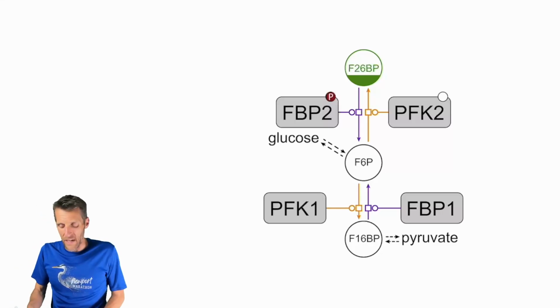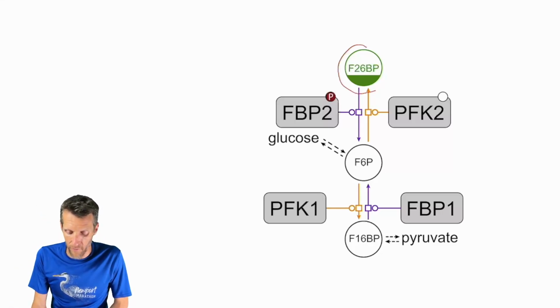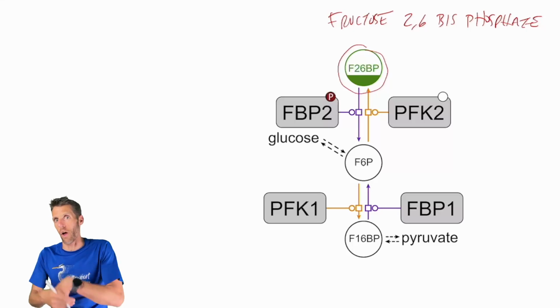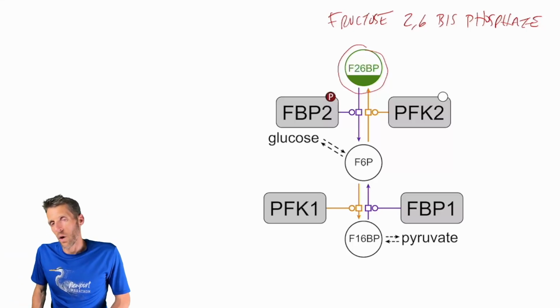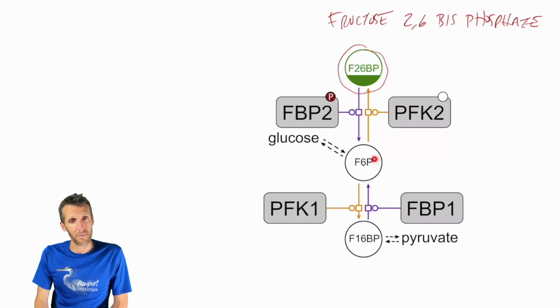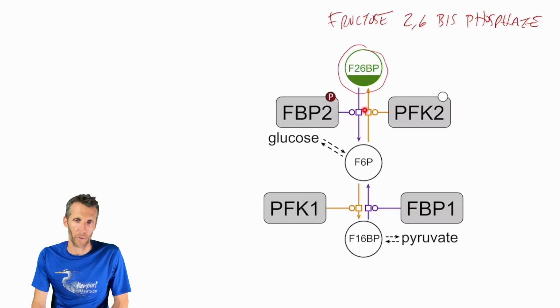So this switch is actually built around this molecule here, fructose 2,6-bisphosphate, which I think is what makes it feel so confusing. There's this other random molecule going around. Fructose 2,6-bisphosphate is derived from fructose 6-phosphate. It actually looks a lot like fructose 6-phosphate, so it's just one phosphate away from that.